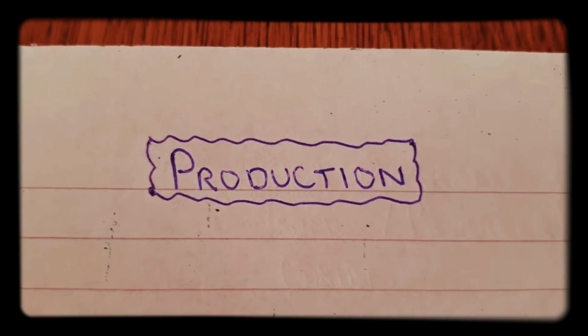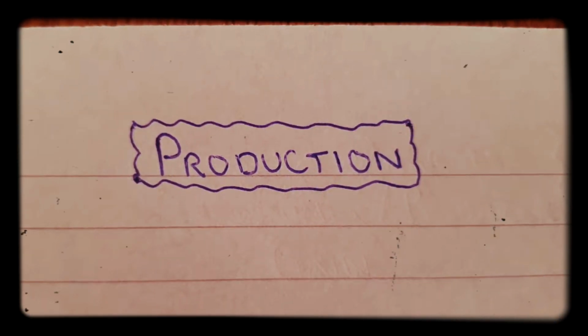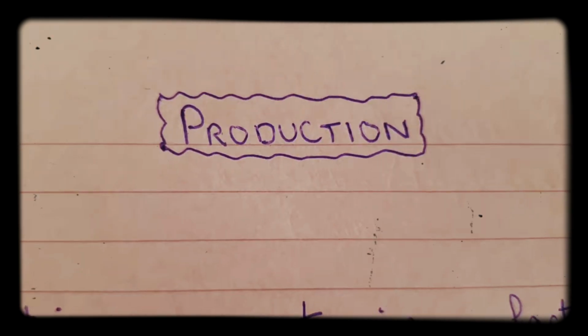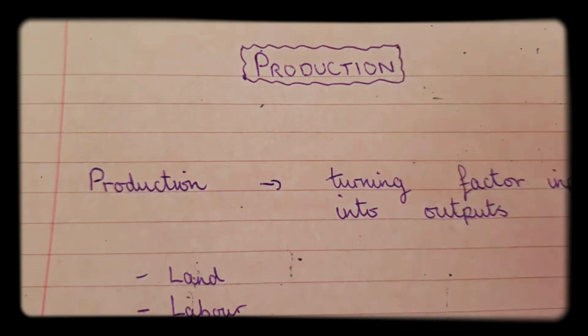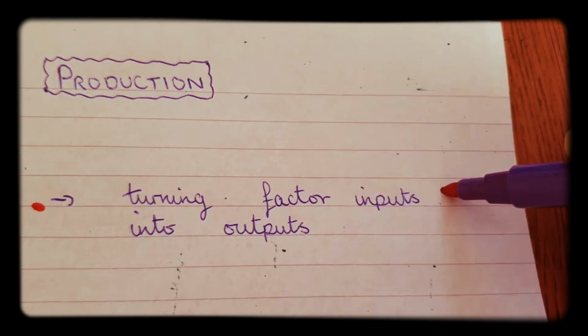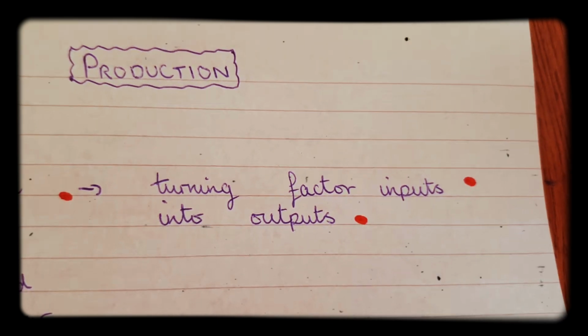In this video, we're going to be looking at production, and understanding a bit more about what production is. So if you were to define production, the definition would be this. It's turning our factor inputs into outputs. It's as simple as that.